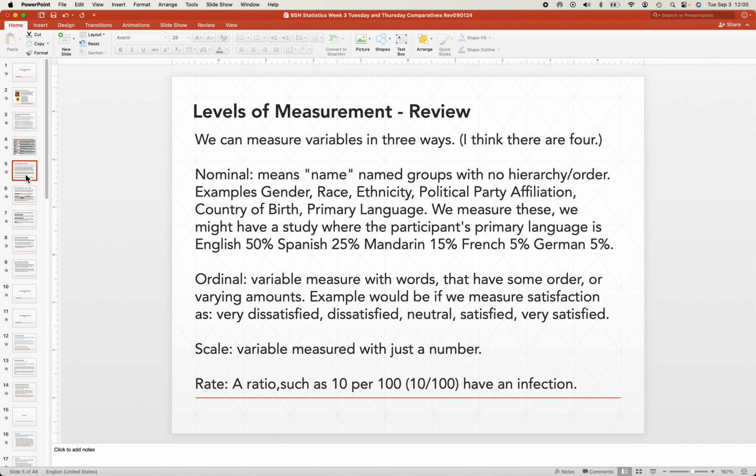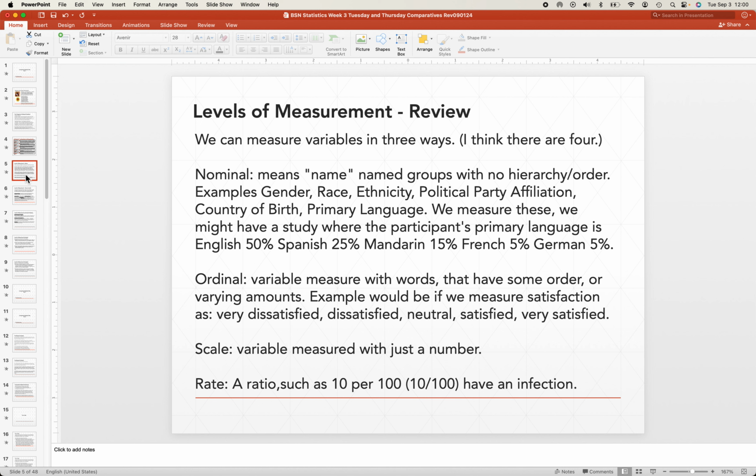I wanted to review real quickly our different levels of measurement, and the only reason why we really want to know what level of measurement we're using for a given variable is this will change or determine the test we use.